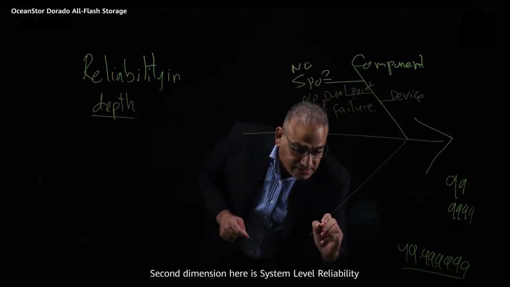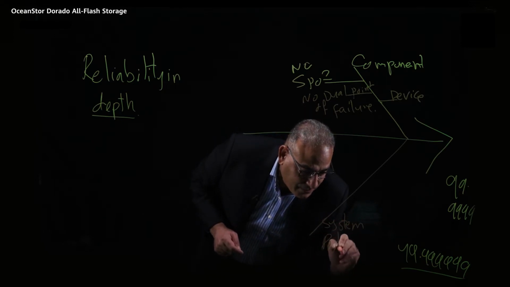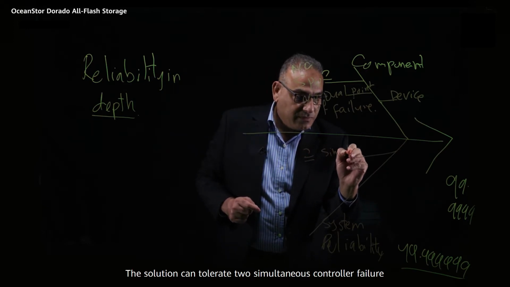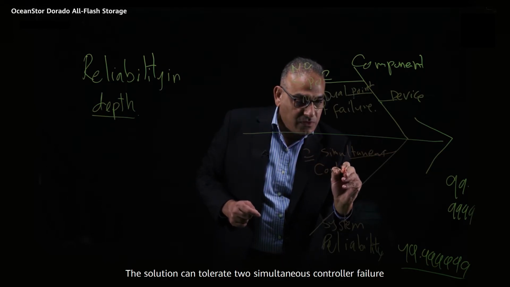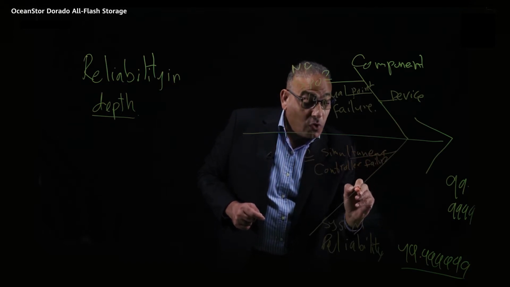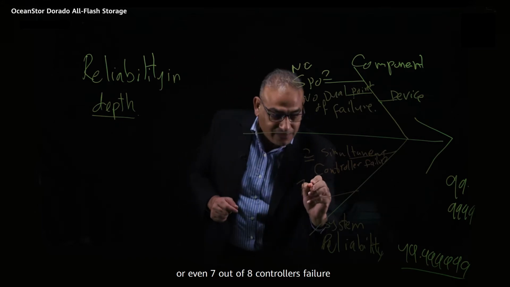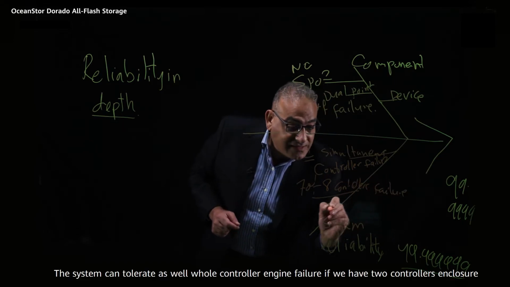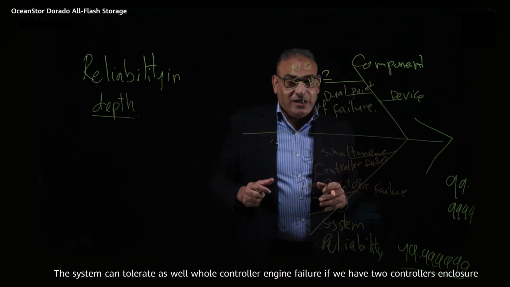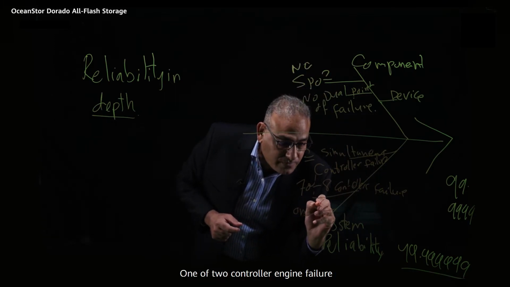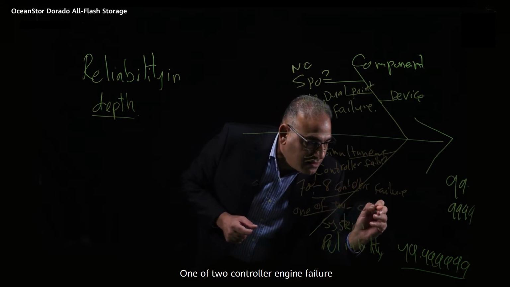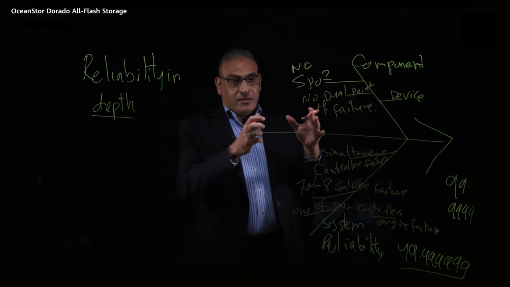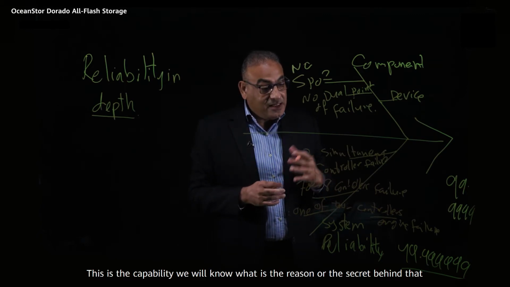Second dimension here is system level reliability. The solution can tolerate two simultaneous controller failures, or even 7 out of 8 controllers failing. And the system can tolerate as well a whole controller engine failure if we have two controller enclosures, so 1 of 2 controller engines failing. This is the capability. We will see the reasons, the secret behind that.